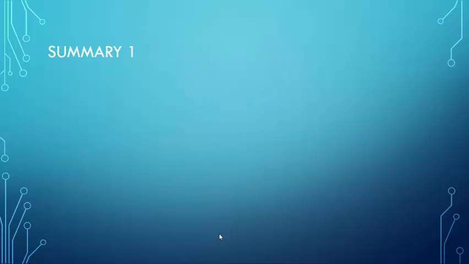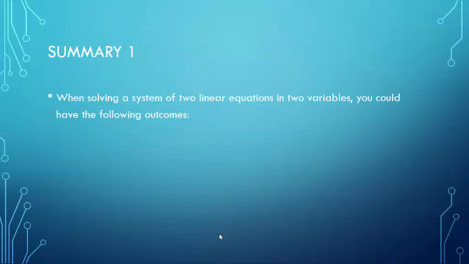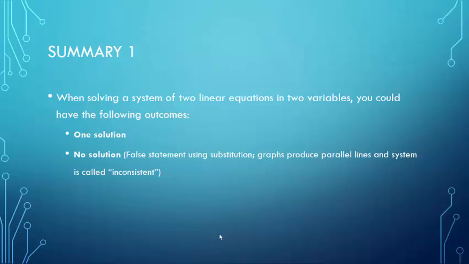So to summarize, when solving a system of equations, you could have the following outcomes. You might have one solution because they intersect. You might have no solution because they are parallel. In that case, when using elimination by addition or substitution, you might get a false statement. Something like 0 equals 5. Well, 0's never equal to 5, so you probably have an inconsistent system there.